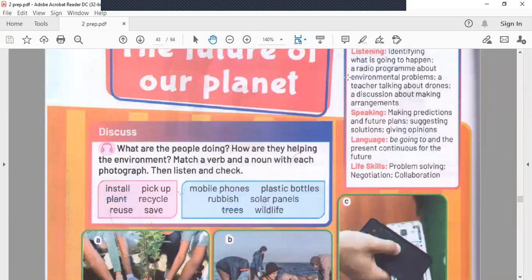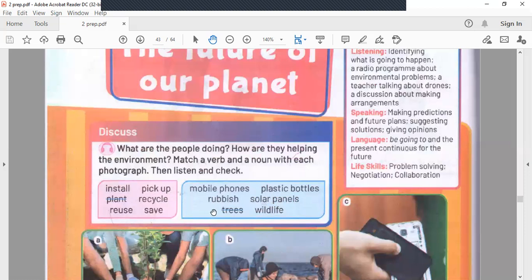We have some verbs: install, pick up, plant, recycle, reuse, save. Mobile phones, plastic bottles, rubbish, solar panels, trees, wildlife. We can use install with solar panels. Solar panels are devices by which we produce solar energy.